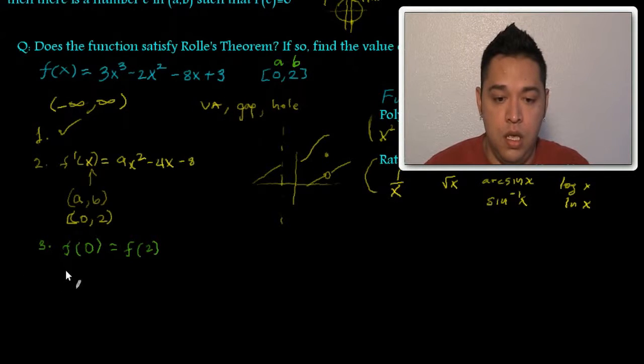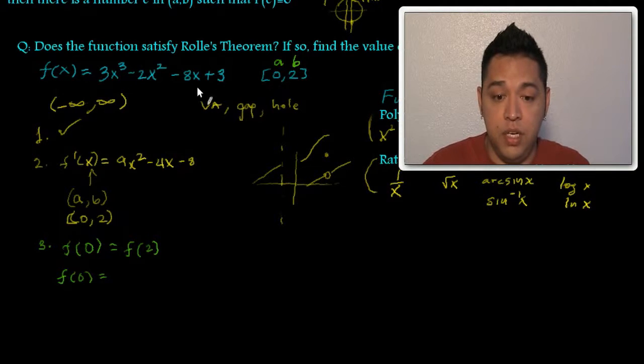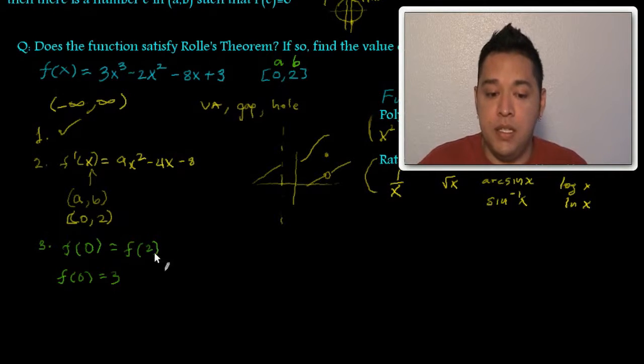So f of 0 is, well, if I plug in a 0 here, a 0 here, and a 0 here, all of these three terms go away and we're left with 3. So f of 0 is 3. What we want to happen is for f of 2 to be 3. So let's see if we get 3.